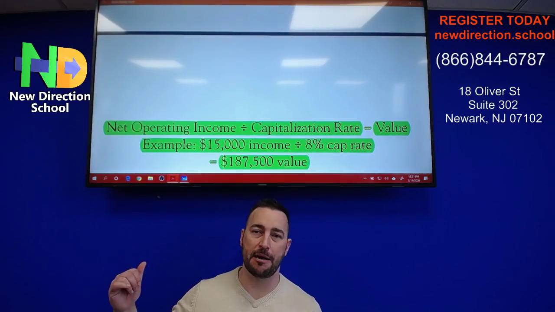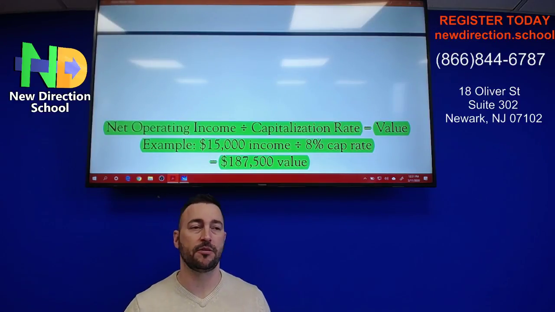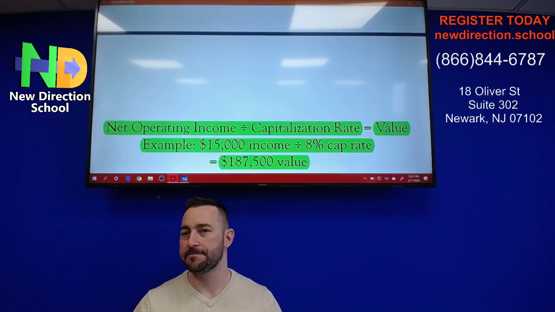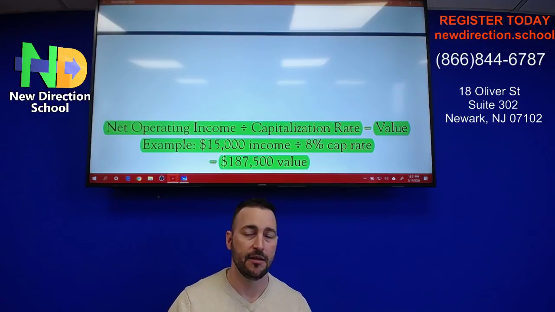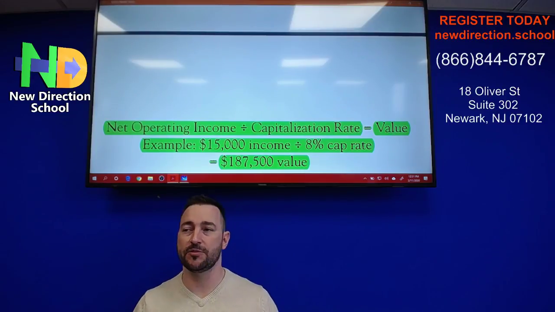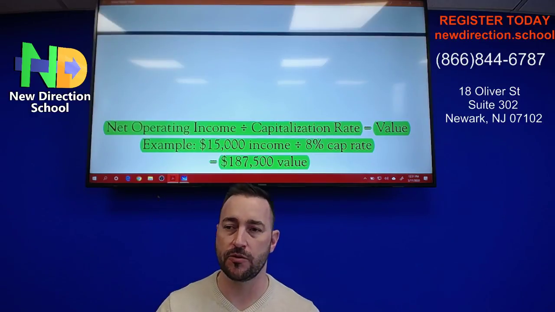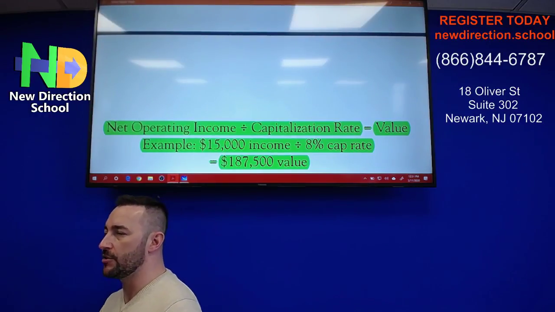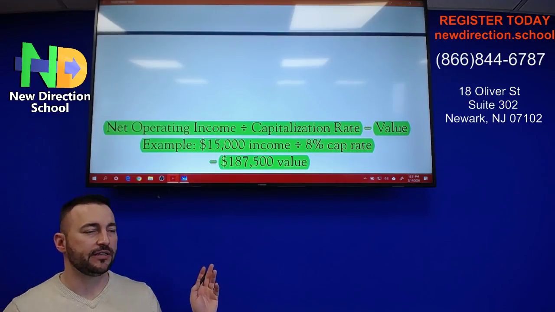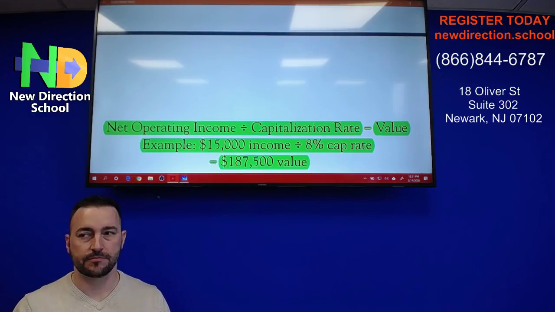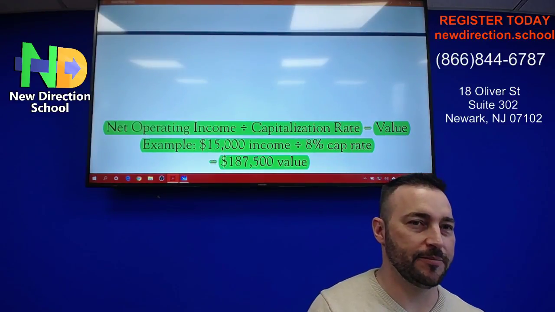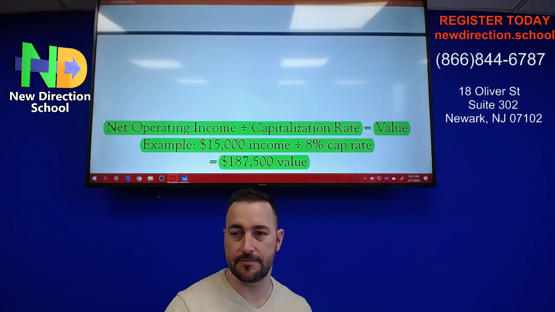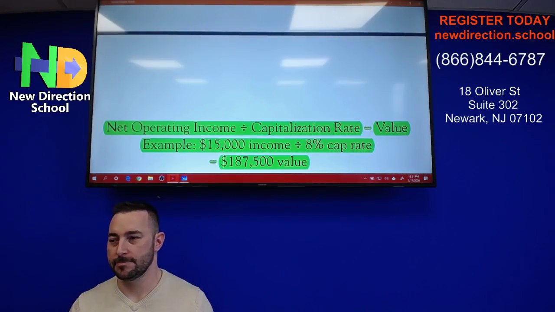You divide that by the cap rate that we compared with similar buildings, and we know the value of our property. So if my property brings $15,000 net, so it comes to my pocket, right? And the average cap rate in the area, the capitalization rate, is 8%, well, net divided by 8% equals 187,500. How much is my property worth? 187,500. That's the value of the property.